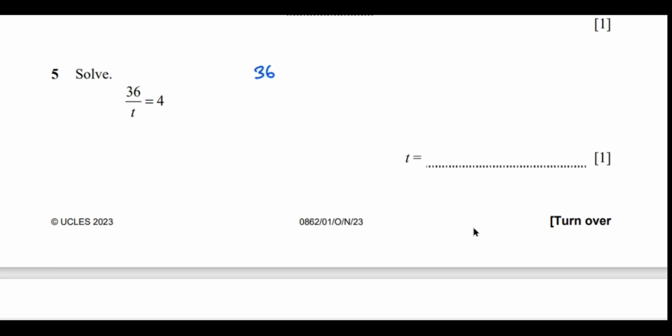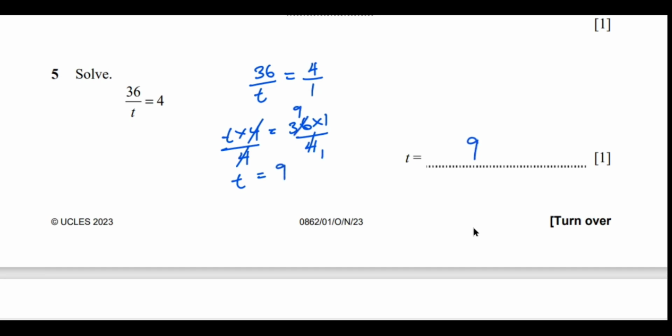That is 36 over t equal to 4 over 1, so you can simply cross multiply and get the value of the unknown. So when you do that here, you are going to have t times 4 equals 36 times 1. When you divide by 4 here, divide by 4 here, 4 will cancel out 4, you have t left. 36 divided by 4 will give you 9, 9 times 1 will give you 9. So what you have here is 9.